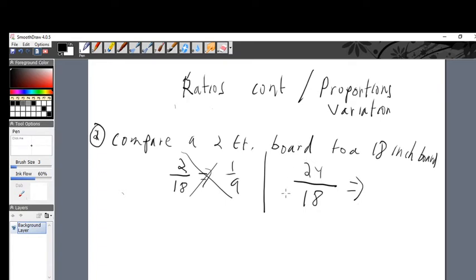So you cannot give this as the final answer, because whenever you have a fraction that you can reduce, you must reduce. So this is divisible by 6, and this is divisible by 6. 24 divided by 6 is 4. 18 divided by 6 is 3, and that's the final ratio that you would give for a situation like this.